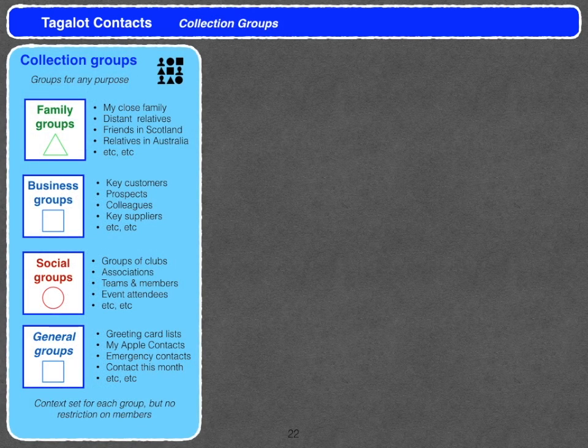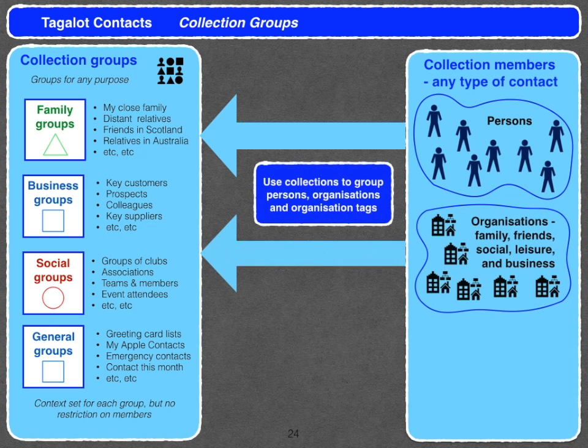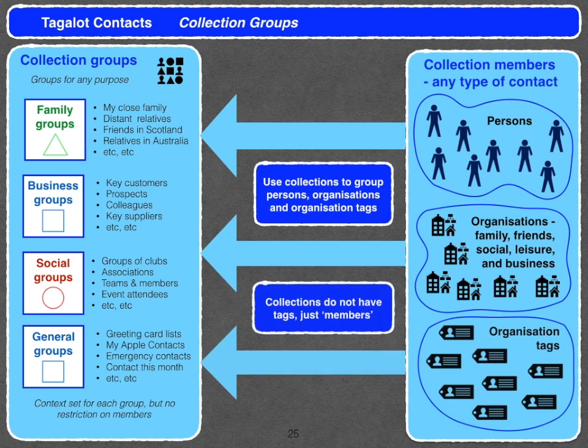To summarize collection groups, these can be assigned to a context, but this does not restrict its member contacts. And to illustrate the concept of any contact within a collection group, we have persons, organizations, and tags. Contacts associated with collections are known as members. There are no collection tags as such. Consider a collection member as just a link to the person, organization, or organization tag.